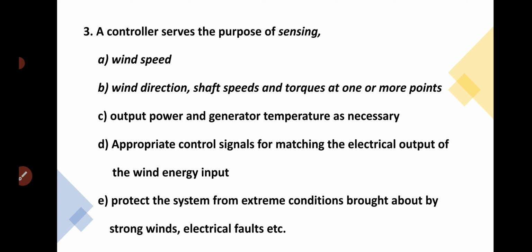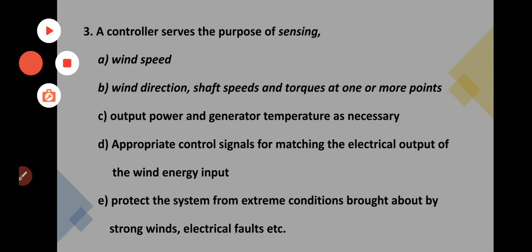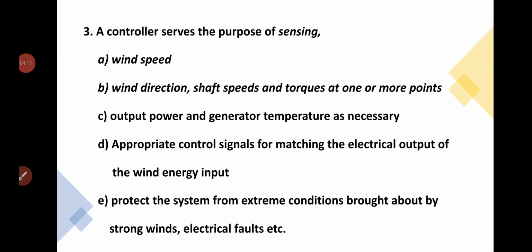Torque is the force acted by an object which is having a rotational motion. Okay, that's physics. So the controller again serves the purpose of sensing the wind direction, shaft speeds, and torques. Then it senses the output power and generator temperature, etc.